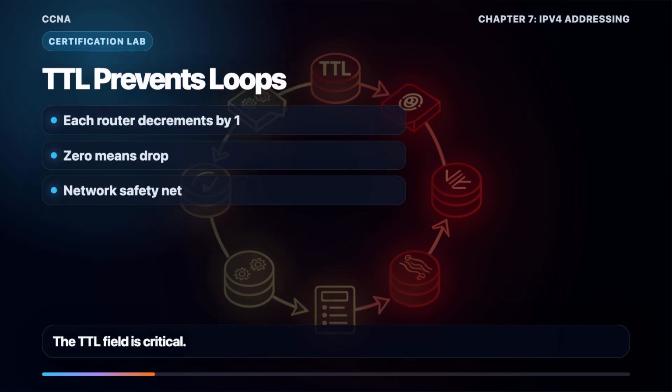The TTL field is critical. Without it, a misconfigured router can loop packets forever. Each router decrements TTL by 1. When it hits 0, the packet dies. That is your network safety net.